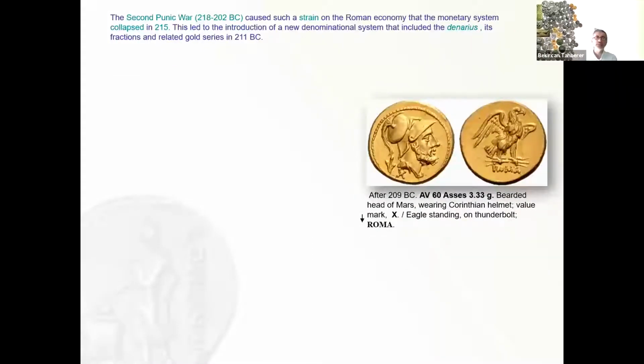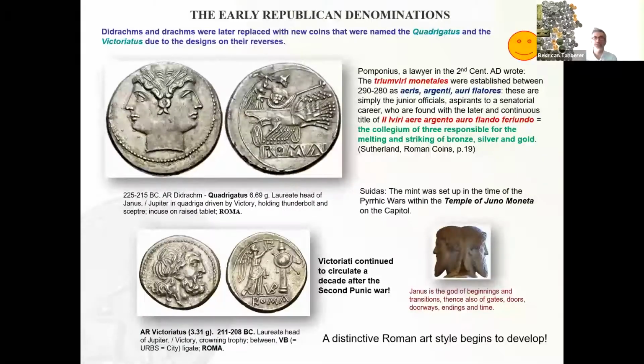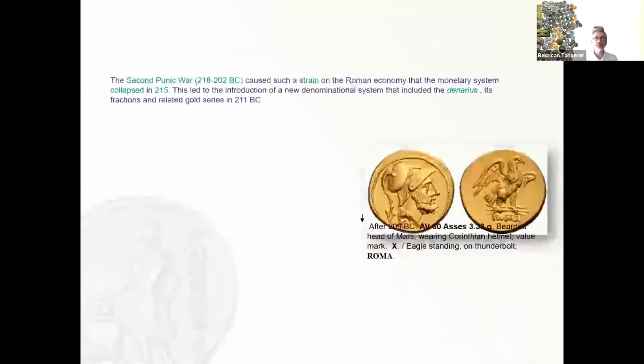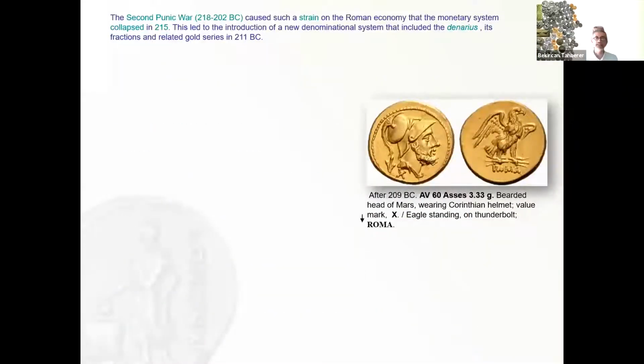So the Second Punic War caused such a strain on the Roman economy that the monetary system collapsed in 215. So remember, these are new coins. They were created during the war. And however, the monetary system collapsed. And this led to the introduction of a new denominational system that included the denarius and its fractions and the related gold series in 211 BC.